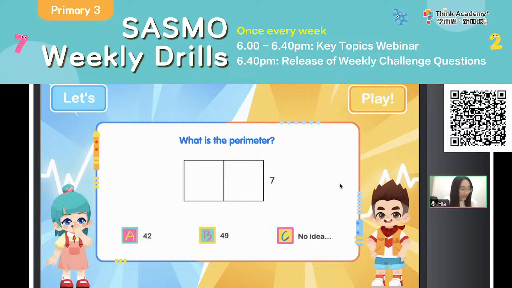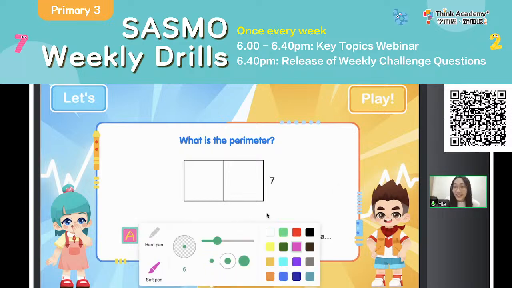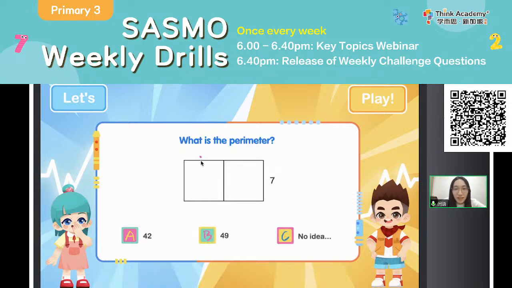Okay, I see many of you choose B. Okay, everyone, let's have a look. What is the meaning of perimeter? Outside. So actually, you need to count 1, 2, 3, 4, 5, 6. These 6 sides will add up to the perimeter of the bigger shape. So you can see that the answer should be 42. Understand? Okay, it should be A. That is 6 times 7, which is 42.